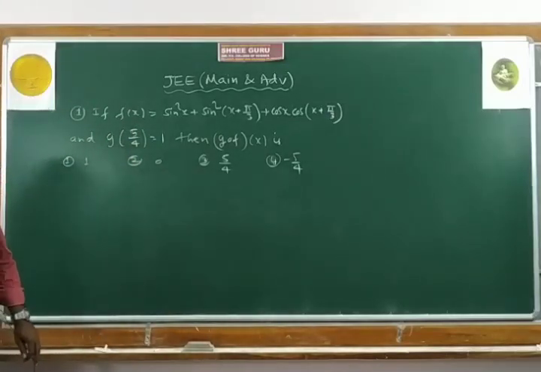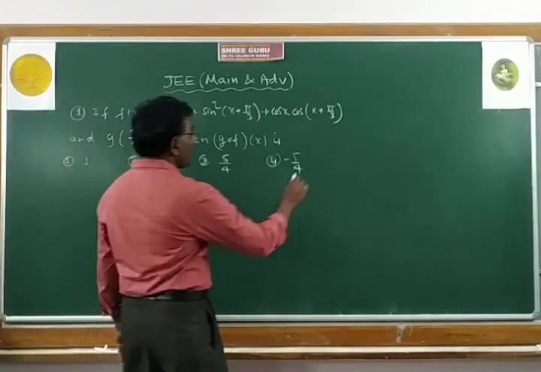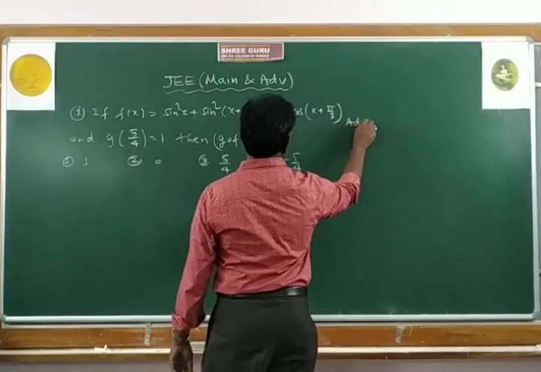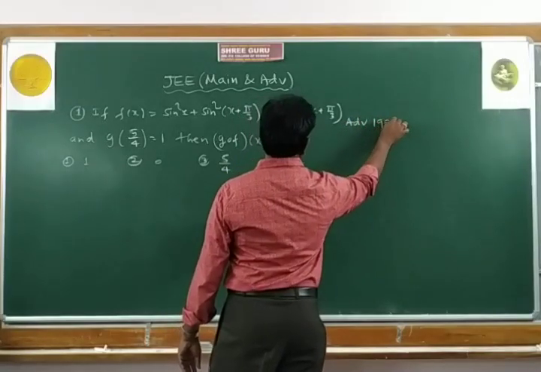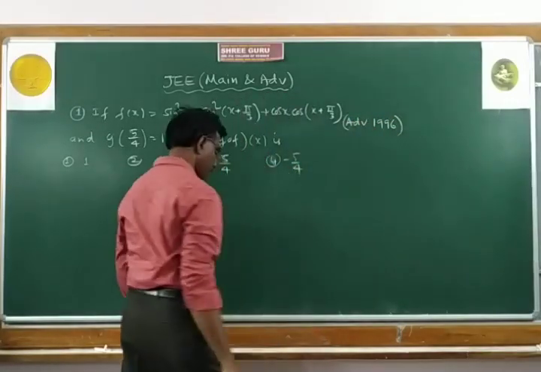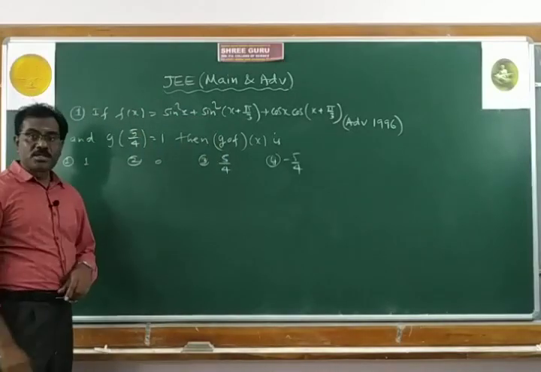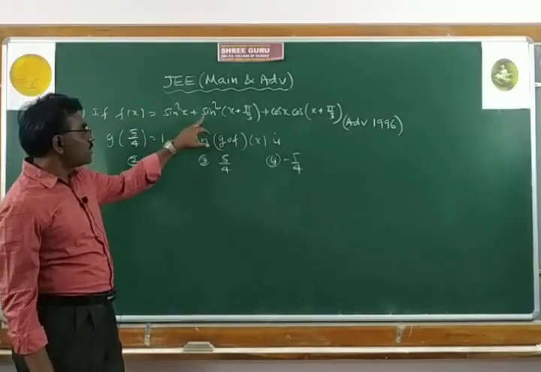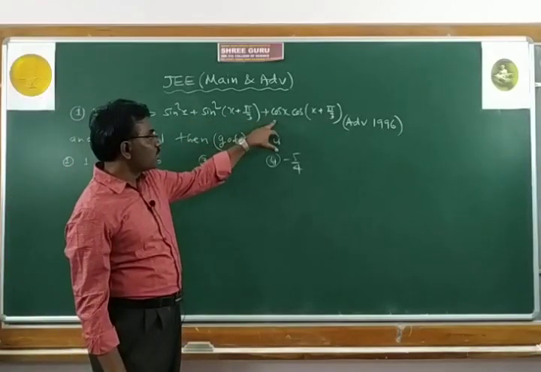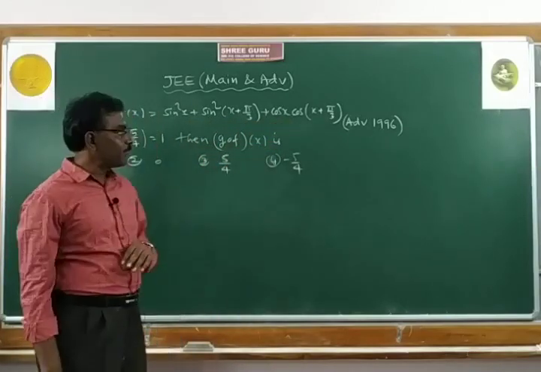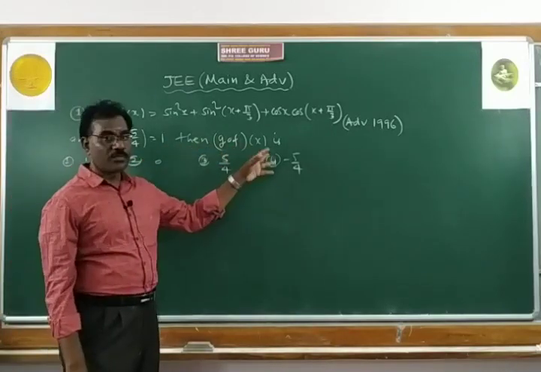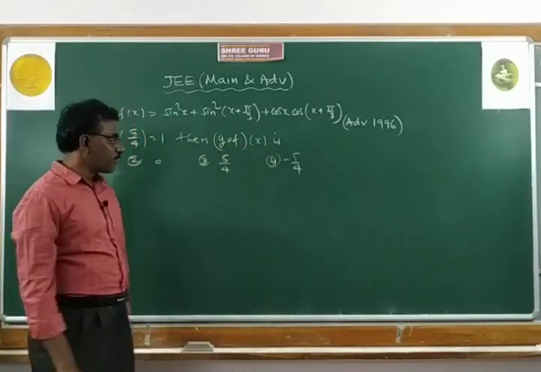This question was asked in JEE Advanced 1996. So f of x is sin square x plus sin square of x plus pi by 3, plus cos x into cos of x plus pi by 3. Then g of 5 by 4 is 1. Then g composition f of x, options are given. Okay.